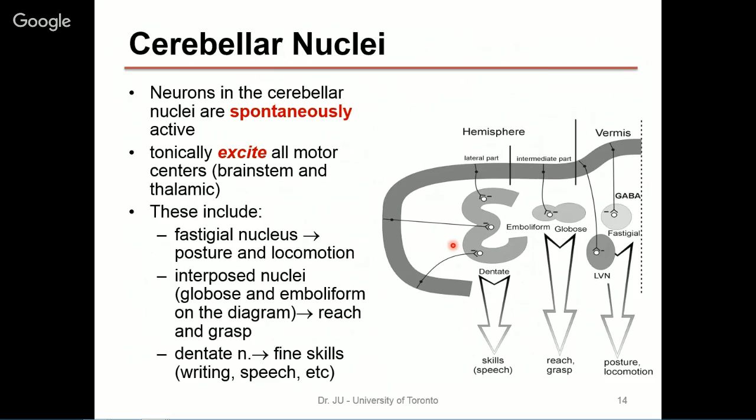And knowing, for example, the details associated with fine skills through the dentate or the globose and emboliform, reach and grasp. And again, don't forget that I actually told you that the interposed is the name for both nuclei. So if you see this and you see it for reach and grasp, you should also equate that for the emboliform and the globose.